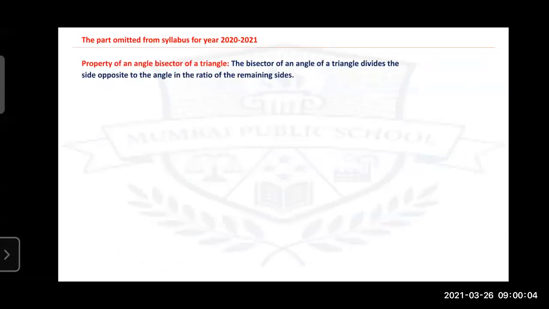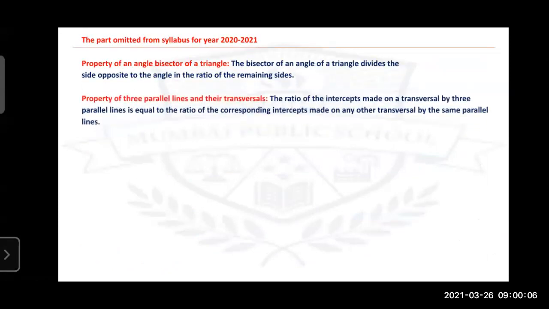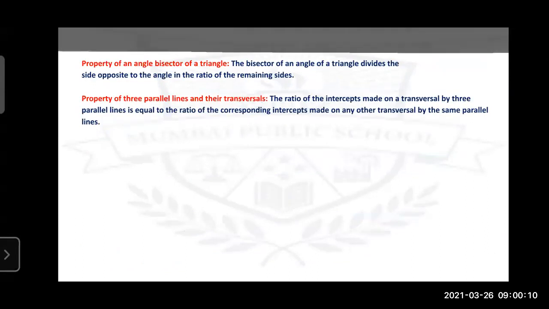The part omitted from your syllabus for this year is the property of an angle bisector of a triangle and the property of three parallel lines and their transversal. So these two topics are omitted from your syllabus. In this chapter, you have to learn only three topics: area of two similar triangles, test of proportion, test of similarity, and the third one is the ratio of areas of two similar triangles.